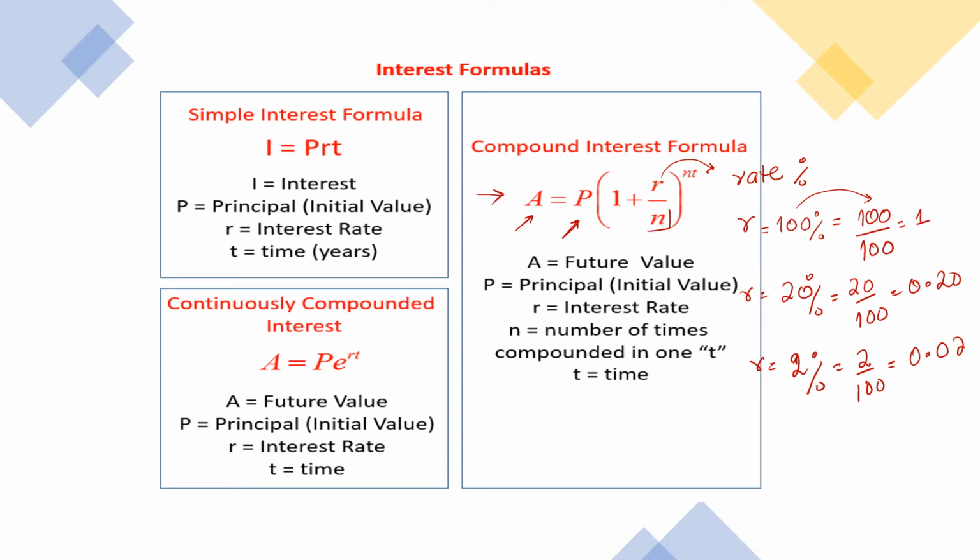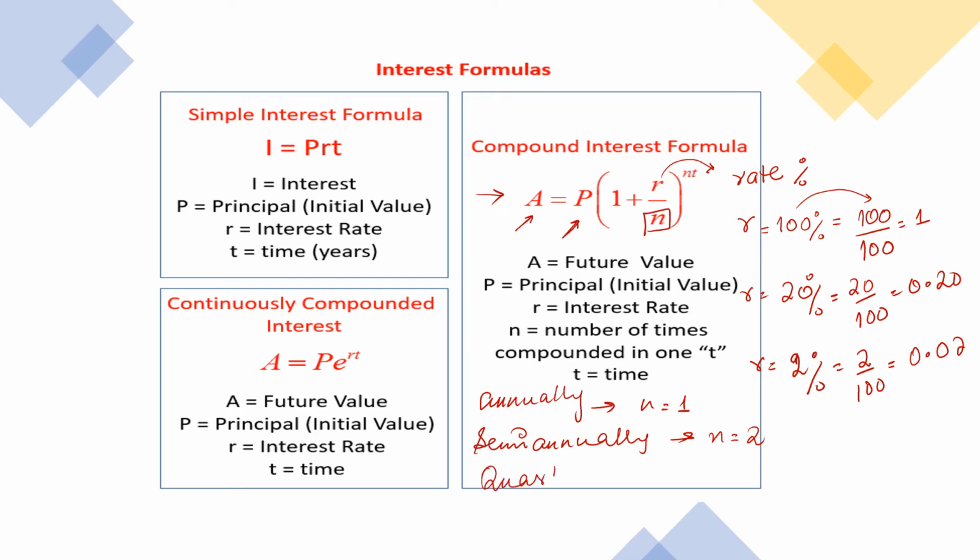Now what is N? N is the number of times compounded in one year. What does it mean? For example, if it says the rate is compounded annually, annually means once per year, so in that case N will be equal to 1. Now if they use the word semi-annually, semi-annually means there are two halves in 1 year, 6 months and 6 months. So you will take N equals 2.